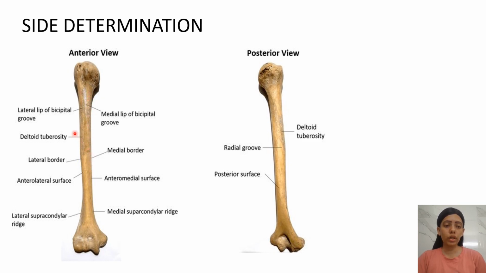Then this is medial border, lateral border, and on the anterior aspect there is the anterior border. Here is the anterolateral surface, anteromedial surface, and this is the posterior surface. Here is the lateral supracondylar ridge, which is sharp at lower end, and on medial side there is medial supracondylar ridge. Okay, so now you should determine which sided bone it is, right or left, its upper, lower end, anterior, posterior surface, and all its features.